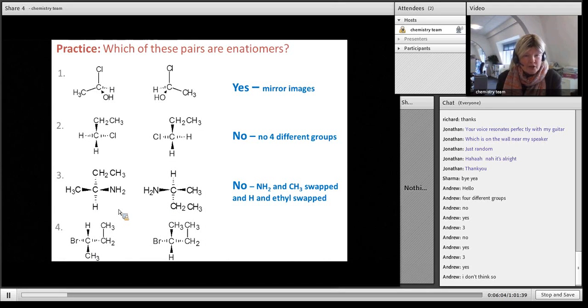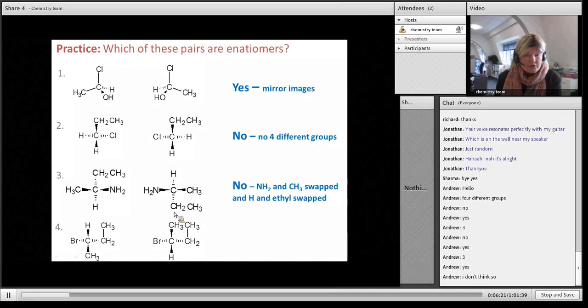So if you look at the one on the left, I've got an ethyl at the top and a hydrogen at the bottom. And can you see they've been swapped here? I don't have to swap opposite pairs, I just have to swap any pair. But there I've done one swap.